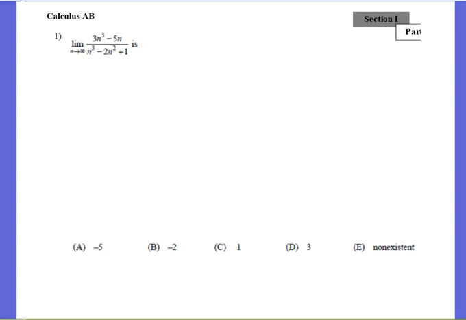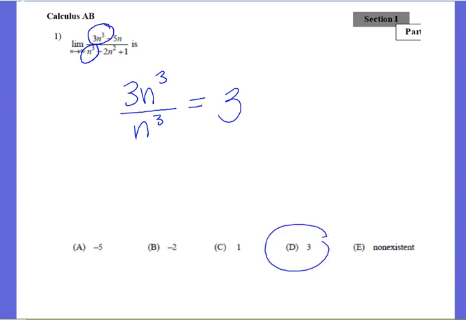Alright, so number one, if I'm going to infinity and this is a rational function, then I'm going to circle the highest power in the numerator, highest power in the denominator, and I'm going to simplify. And because this is easy, it gives me 3. That is the answer. It's actually also the horizontal asymptote of the function. Y equal to 3 is the HA.